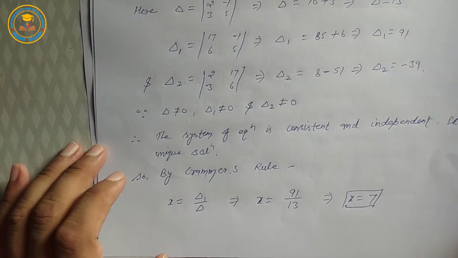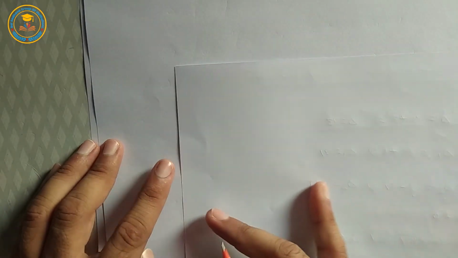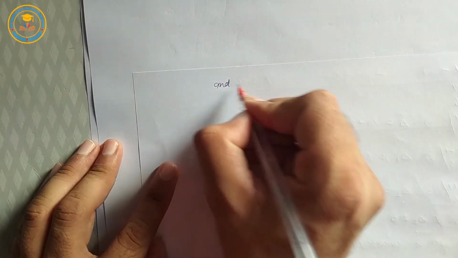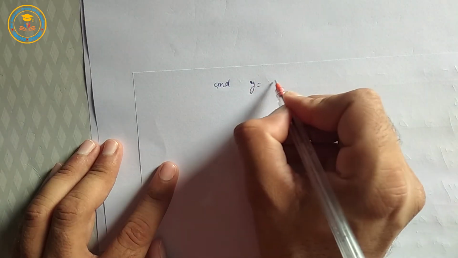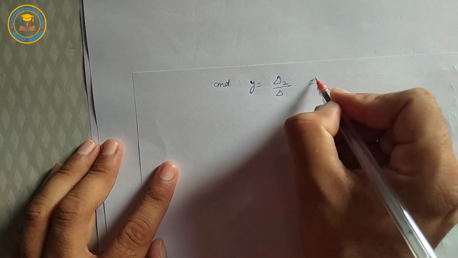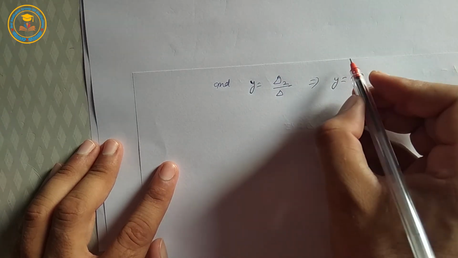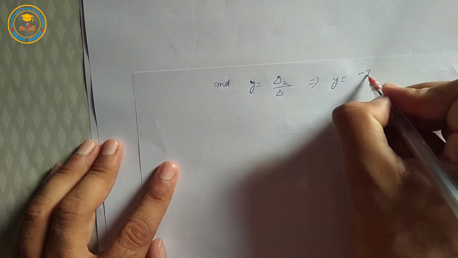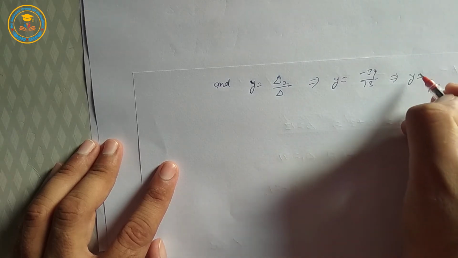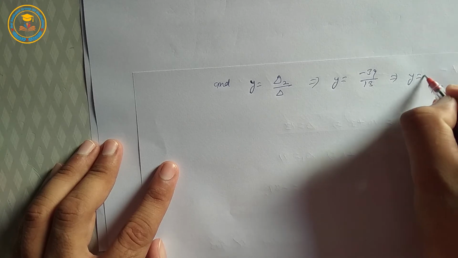Okay. And y is equal to del 2 upon del, which implies y is equal to minus 39 by 13, which implies y is equal to minus 3.